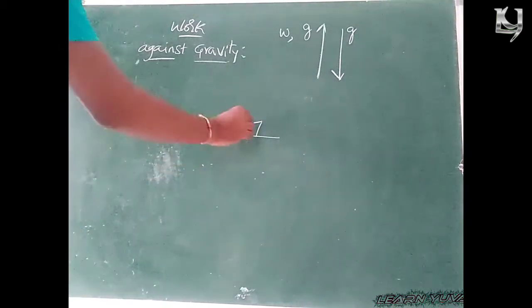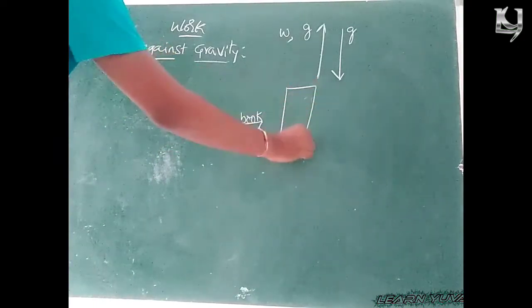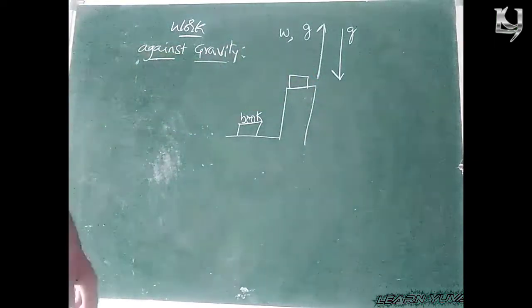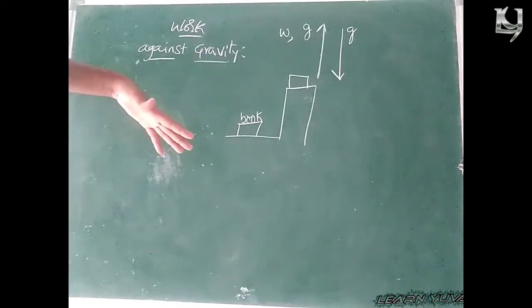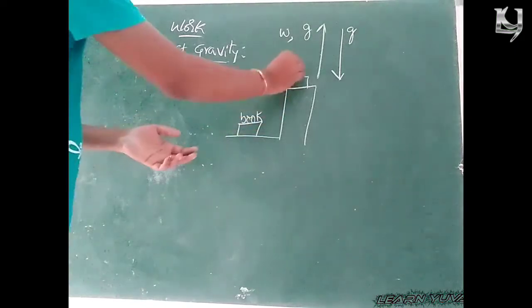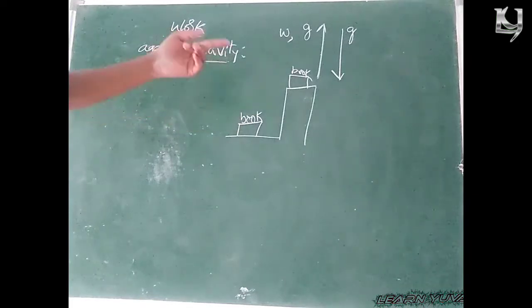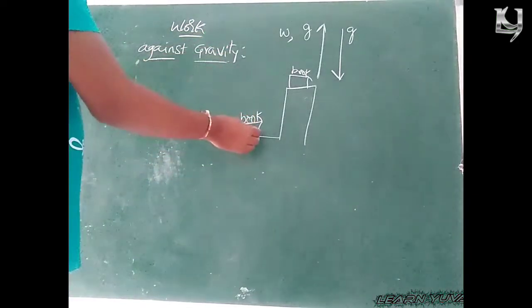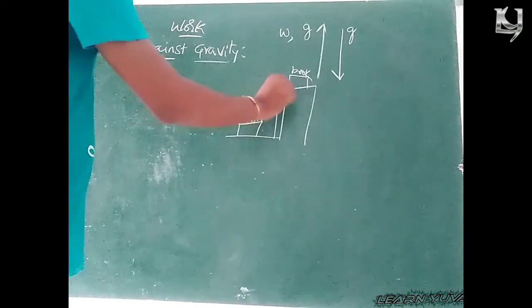Here, this book is to be placed at this height, so the work is being done against gravity. Why? Because work is done when we apply some amount of force on the body, and the body should displace its position. So by applying force, we are lifting this object and placing it from here to here, at the height h.